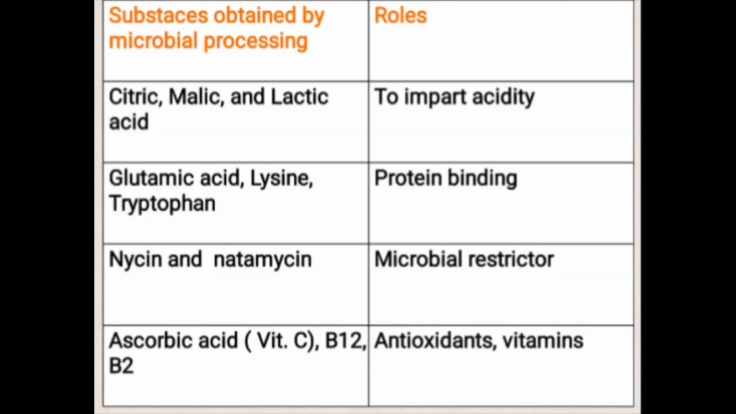Children, one more table is given here. It tells you about substances obtained by microbial processing and their roles. So in the first column, the substances obtained by microbial processing are given and their roles are given in the second column. Citric, malic and lactic acid is used to impart acidity. Glutamic acid, lysine, tryptophan is used as protein binding. Niacin and natamycin is used as microbial restrictor. Ascorbic acid, that is vitamin C, vitamin B12 and B2 are used as antioxidants and as vitamins.